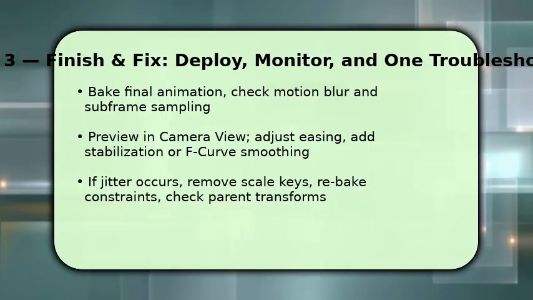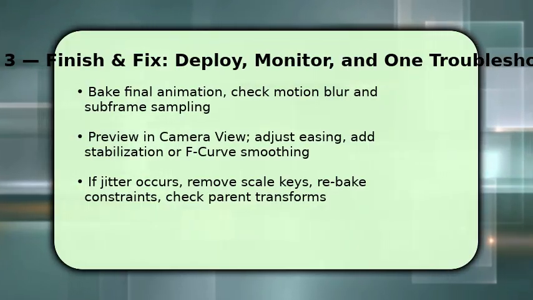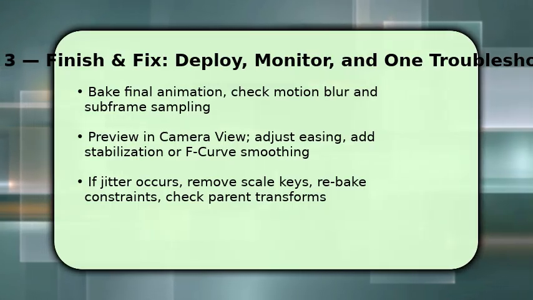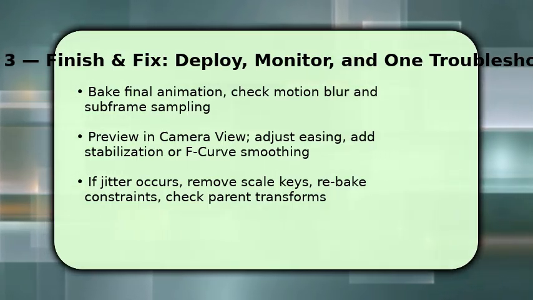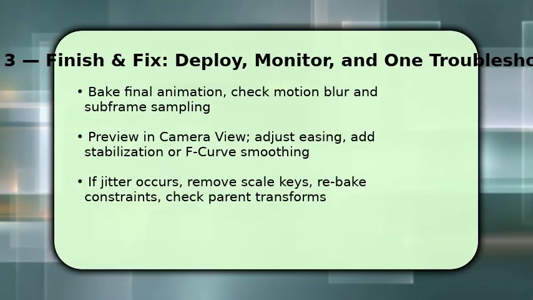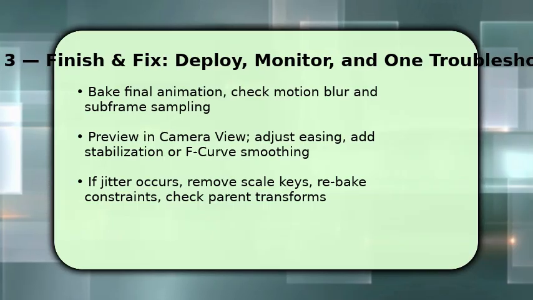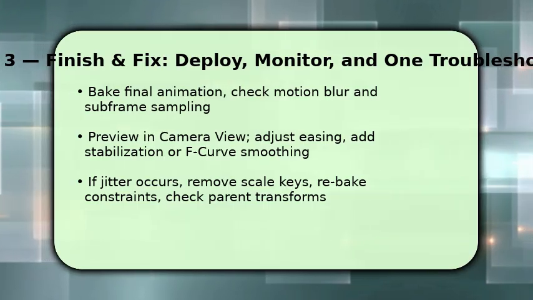Finish by polishing and validating the move so your shot is production ready. Preview in camera view and play the timeline with motion blur enabled. Tweak sampling and subframe settings to reduce stutter. Then bake the animation if you used many constraints, and clean F-curves to remove spikes. Use smoothing or filter noise.